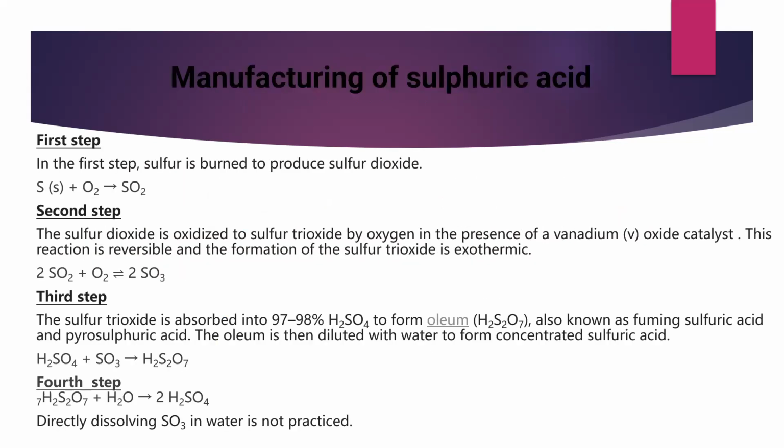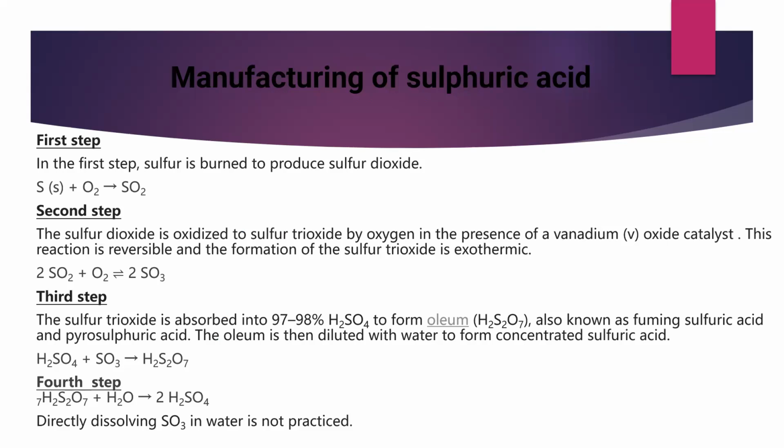Manufacturing of sulfuric acid. In the first step, sulfur is burned to produce sulfur dioxide. In the second step, the sulfur dioxide is oxidized to sulfur trioxide by oxygen in the presence of a vanadium oxide catalyst. This reaction is reversible and the formation of sulfur trioxide is exothermic.